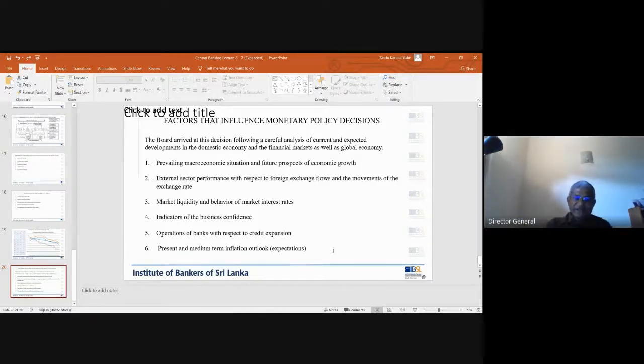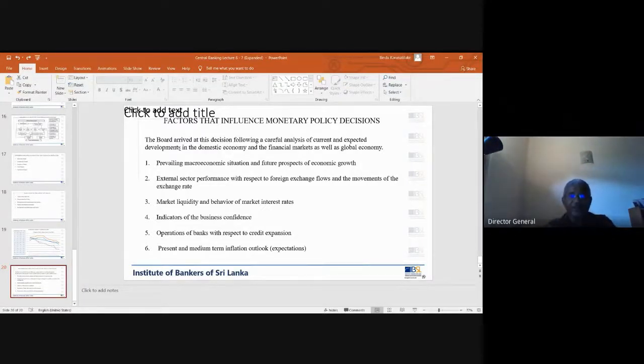All these details in the press releases are telling you what the central bank has observed and analyzed. See the sentence: the board arrived at this decision following a careful analysis of current and expected developments. So when the general public or the business community read this, they understand the central bank seems to have conducted a thorough analysis of what has been happening, what is happening, what is likely to happen. Therefore, they have taken this decision. So we also will have to align our thinking, our expectations, our plans, our projects accordingly. Then their expectations also will be in line with the central bank's expectations. Everybody will be moving in the same direction.